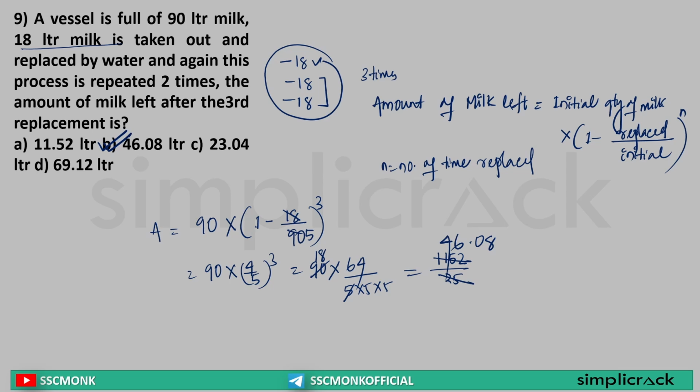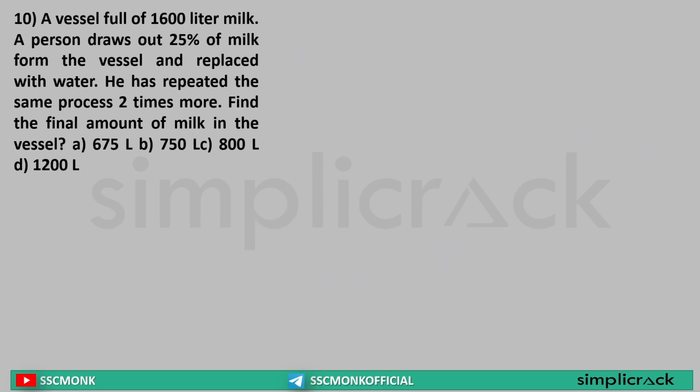Clear? Simple calculation only. Next question. Now it is saying a vessel full of 1600 liter of milk. A person draws out 25% of the milk from the vessel and replaces it with water. He has repeated the same process 2 more times. That means how many times is it repeated? 3 times. So n is equal to 3. Initial quantity is 1600 liter multiplied by 1 minus 25 taken out of 100. Sir, this I can directly write as 25 by 100 is equal to 1 by 4, to the power 3 times.